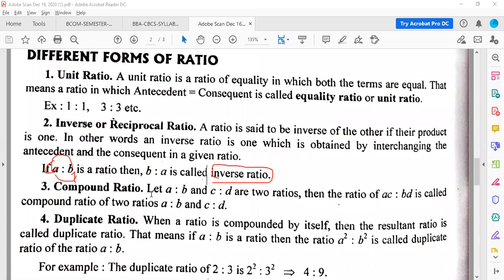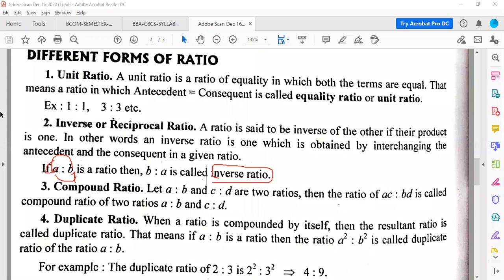Let A is to B and C is to D are two ratios. So here we have two sets of ratios, that is A is to B is one ratio and C is to D is another ratio. Then the ratio of A into C is to B into D is called the compound ratio of two ratios, that is A is to B and C is to D.